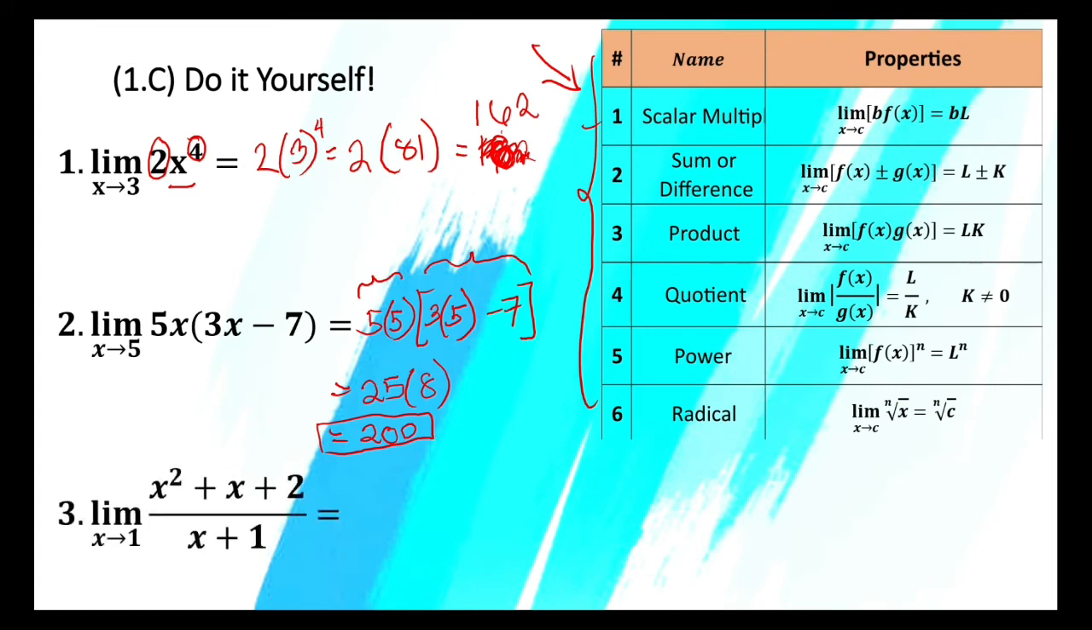Okay, let's try another. Okay, so this time this is a rational function which falls into the quotient rule. For the quotient rule, notice, the limit of a rational function is the limit of the numerator divided by the limit of the denominator. So that is clearly, evaluate ra nimo. Substitute this 1 sa numerator, substitute this 1 sa denominator. So you have the 1 squared plus 1 plus 2 all over 1 plus 1. So the 1 squared plus 1 plus 2, that is exactly 4 divided by 2. So 4 divided by 2, so the answer is 2. Okay, di ba? Sayun ra.